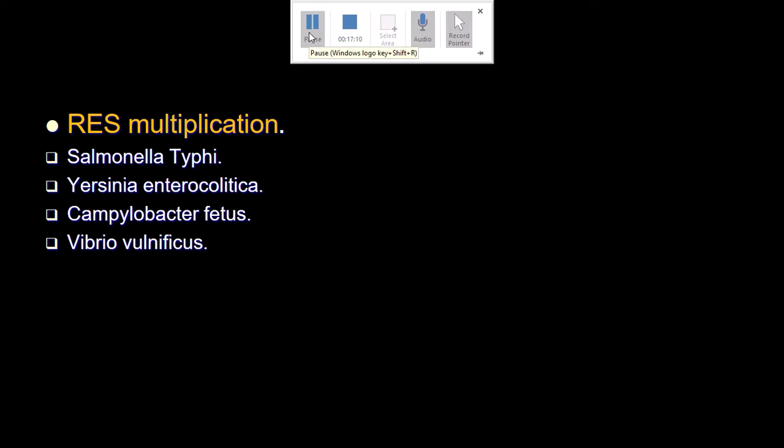Yersinia enterocolitica, Campylobacter fetus, and Vibrio vulnificus. It's not just Vibrio cholerae, which can be associated with non-invasive diarrhea, but Vibrio vulnificus here can be associated with an invasive type of diarrhea. So it's extremely important to isolate the organism so you can make the diagnosis and determine the type of causative agent that's associated with diarrhea.